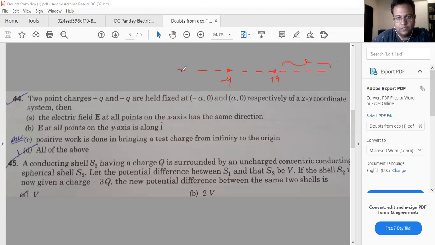Here and here, these we call end-on positions, axial points. So the electric field is in the direction of the dipole moment. So if the dipole moment is rightwards, then here the electric field is rightwards and here also rightwards. But if you see between the two charges, the electric field at any point will be leftwards because of both the charges. So between the two charged particles, the electric field is opposite to the dipole moment. Okay. Please go through.